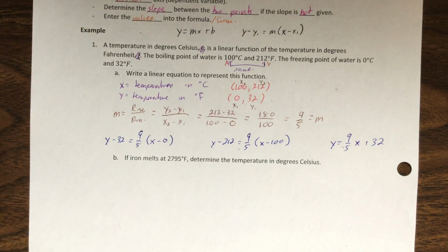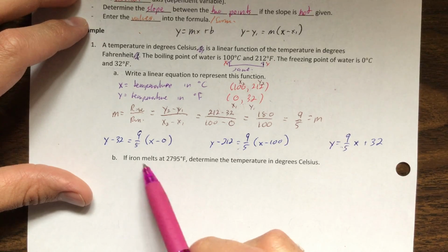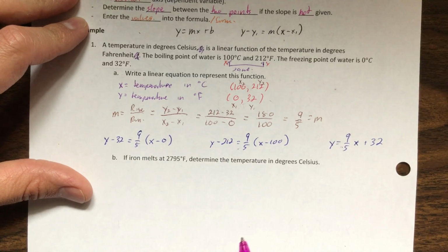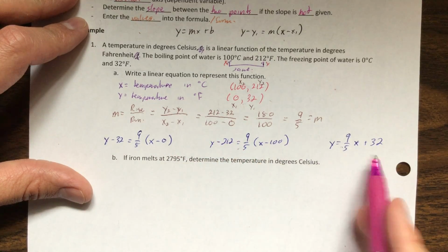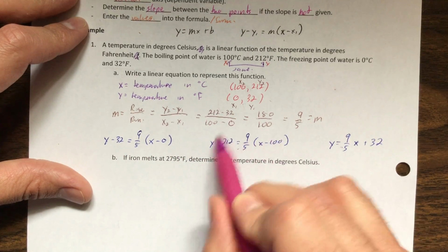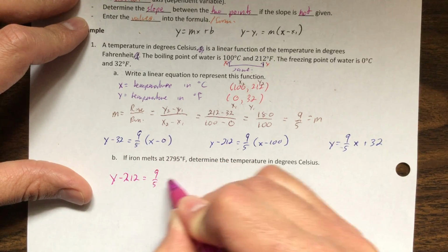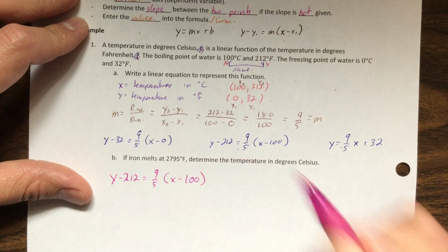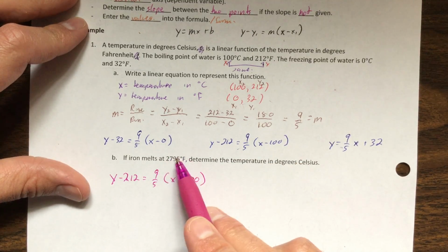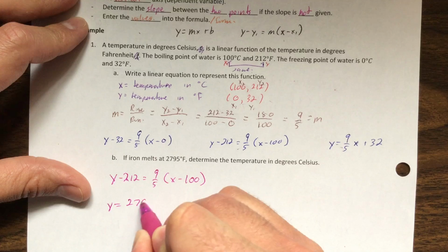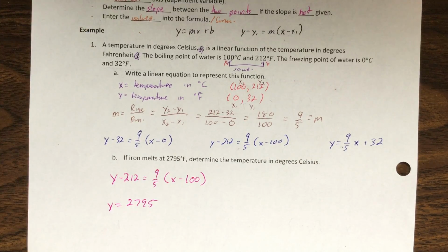Now, part B is going to actually ask us to come up with a value, and if it says that iron melts at 2,795 degrees Fahrenheit, what is that temperature in degrees Celsius? So how hot would this be in degrees Celsius? Well, we can use any one of these three. I'm going to use this one right here, just to show exactly how we mix things around: x minus 100. Now we're given a temperature in degrees Fahrenheit. Remember, degrees Fahrenheit is our y value. So we're told that y is equal to 2795. We're going to plug that into our equation.